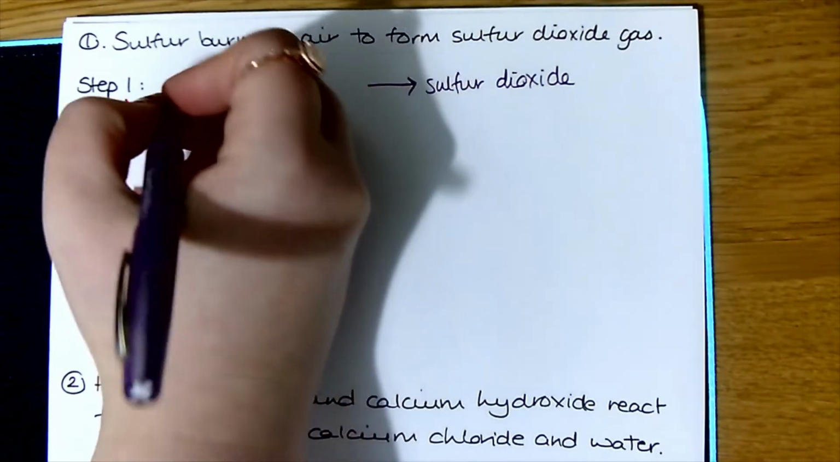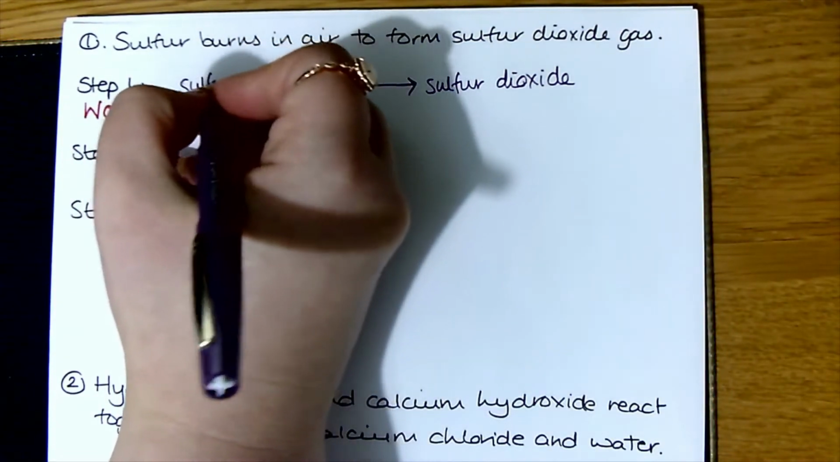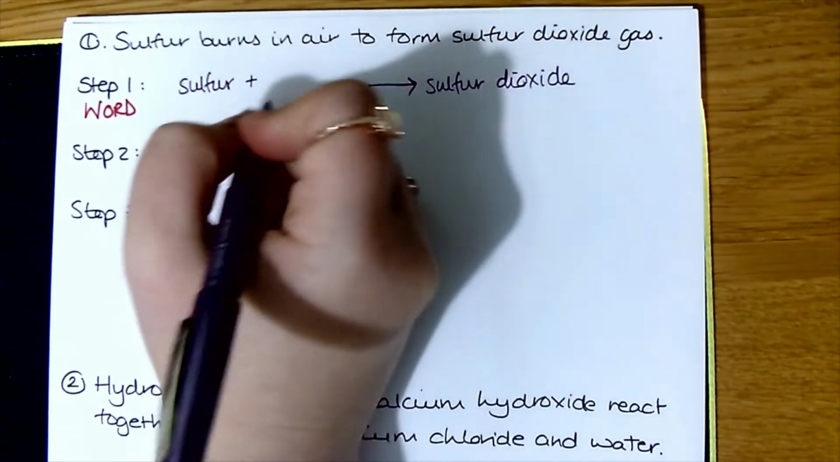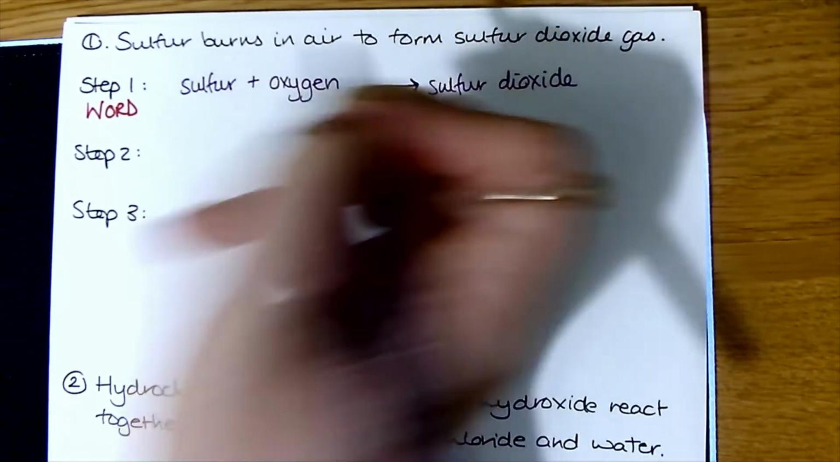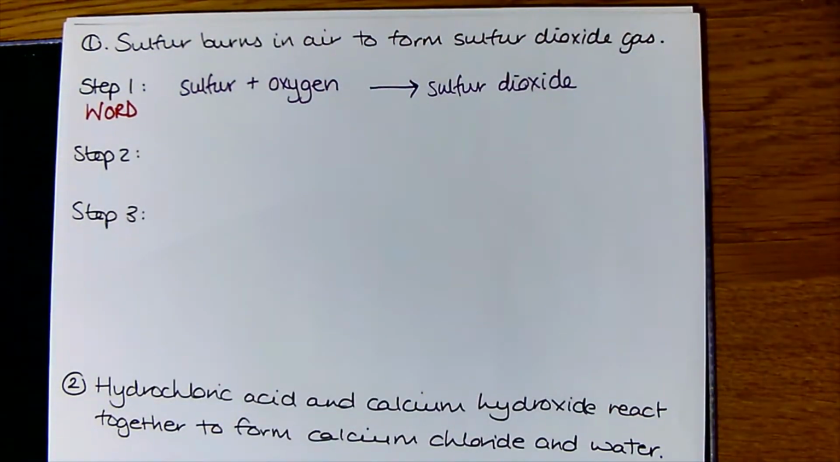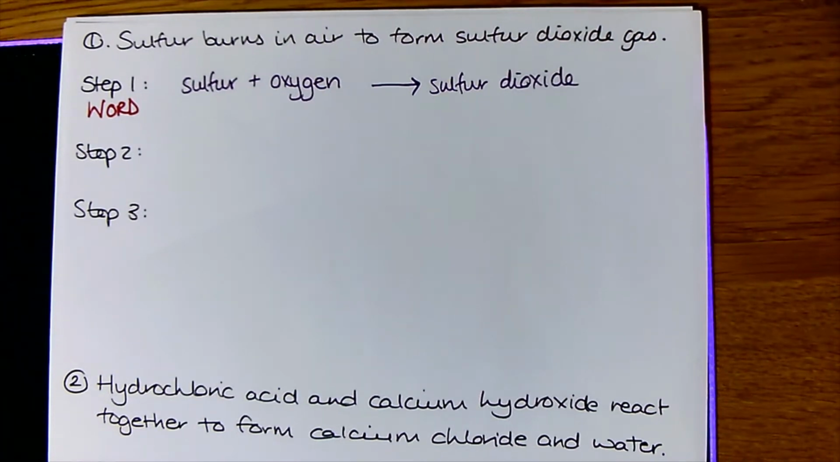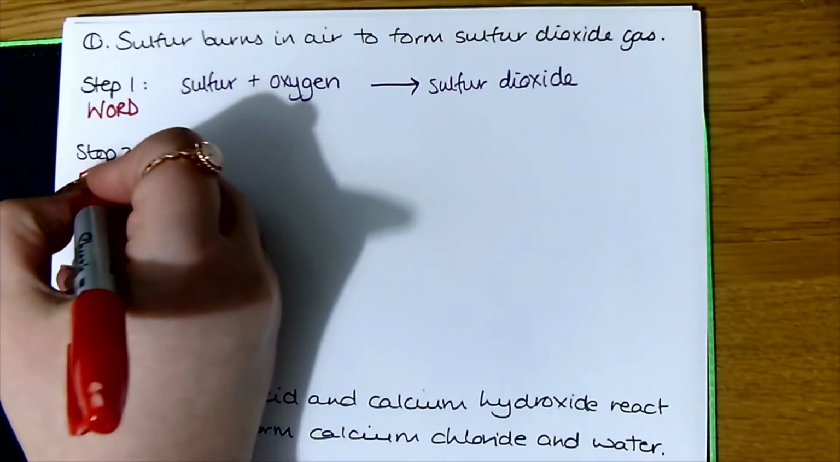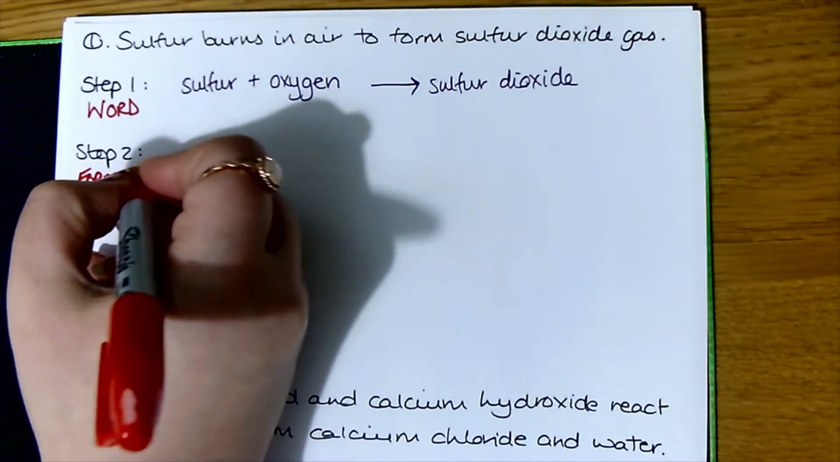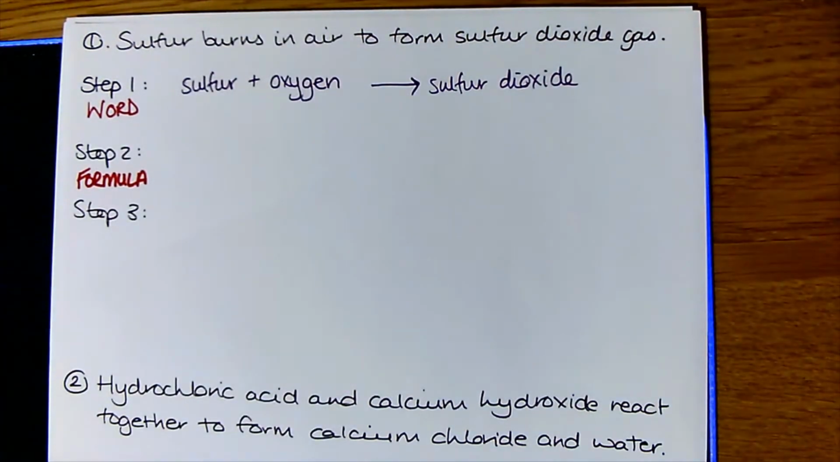Sulfur burns in air, so our two reactants are sulfur and oxygen, because it's the oxygen part that is going to combine with the sulfur during combustion. So that's step 1 done. That is our correct word equation. Step 2 is to start writing our formula equation.